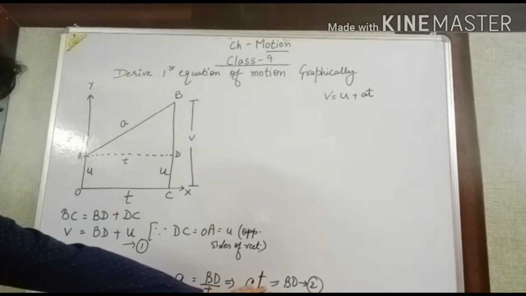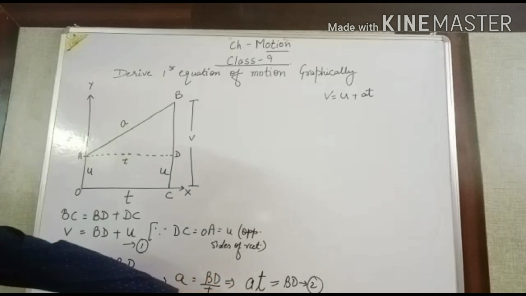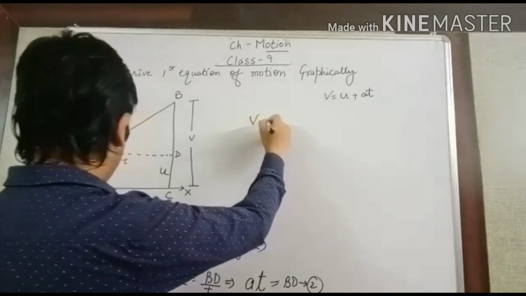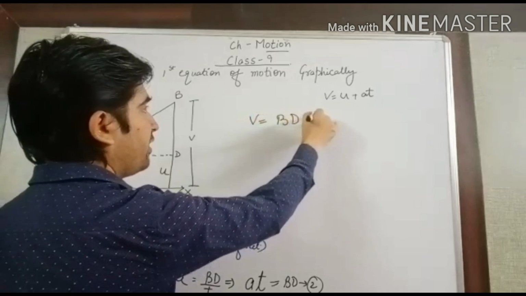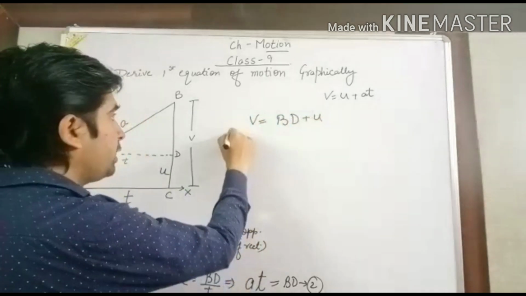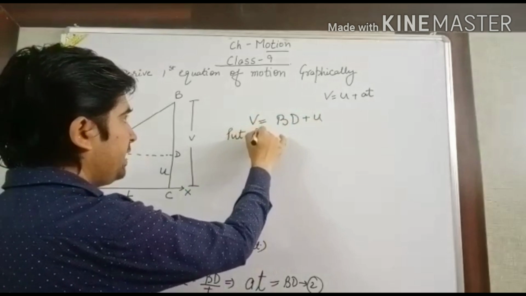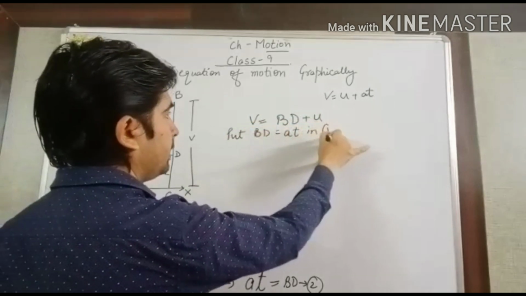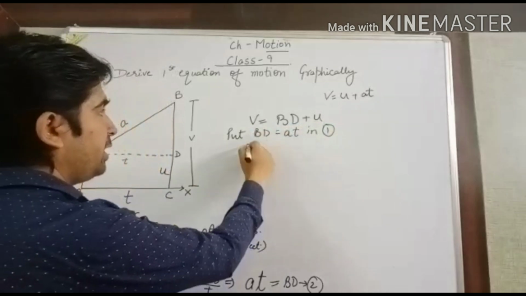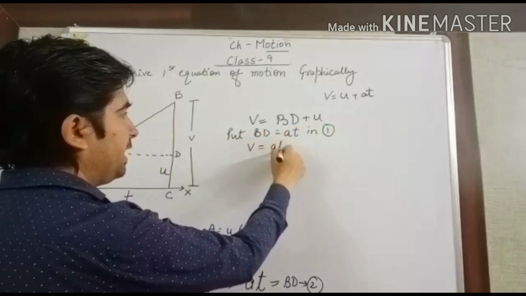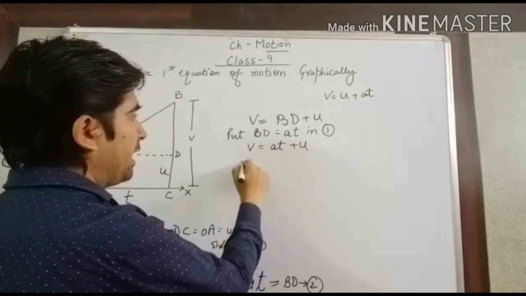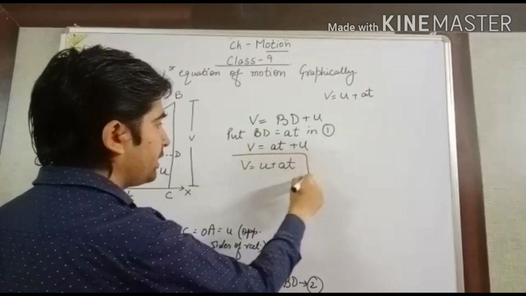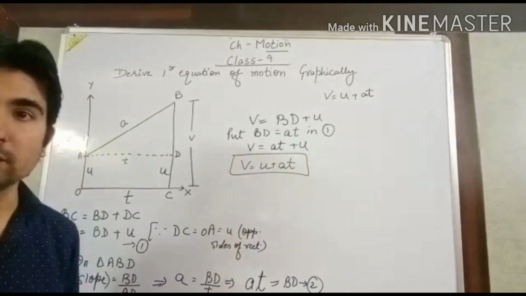Now we got the value of BD, that is at. We need to put this value in the first equation, v = BD + u. This was our first equation. Put BD = at in 1. After putting the value, v = at + u, and v = u + at. By rearranging it, we get the first equation of motion.